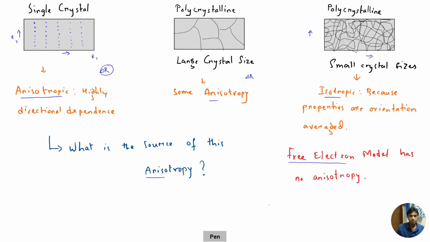Now let us see how the electron sees these ionic cores. What is the source of this anisotropy? That source of anisotropy is basically the arrangement of the atoms. If that arrangement has some anisotropy, the electrons will see that arrangement of ionic cores, and hence the properties will be anisotropic. So let us now look at how the electrons will interact with these ionic cores.